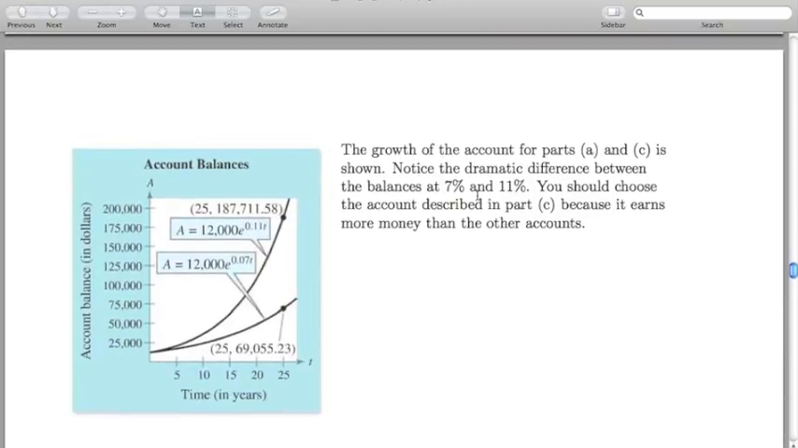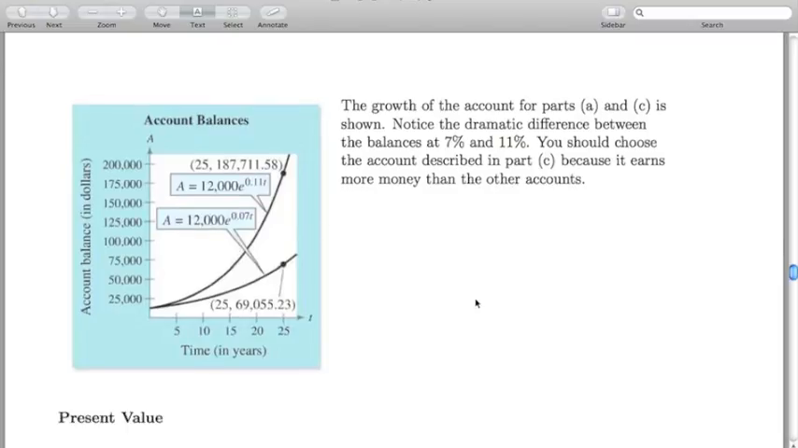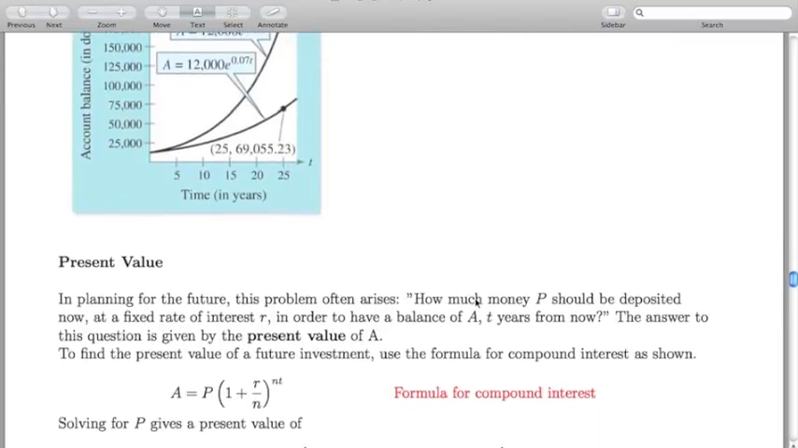The growth of the accounts for part A and C are shown in the figure. So the top line here is for part C. The bottom line here is for part A. So again, we would choose the account described in part C because it earns more money than the other accounts. Okay.